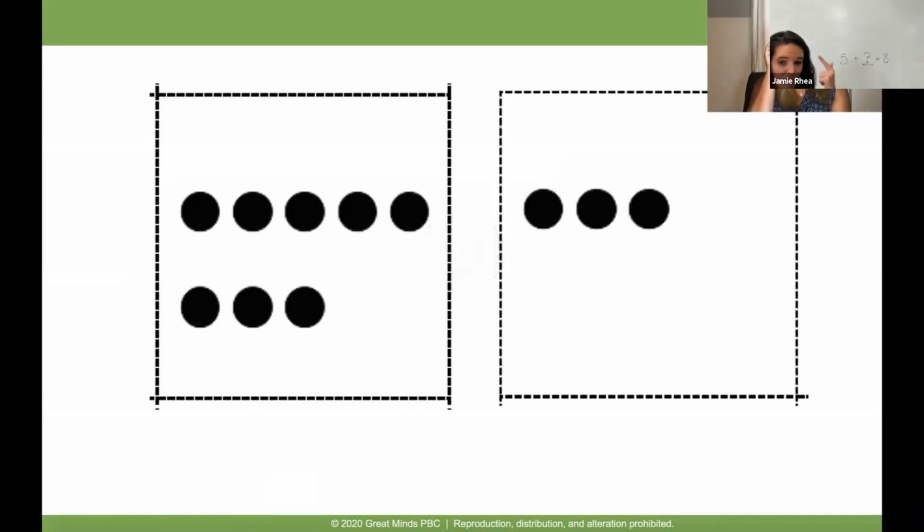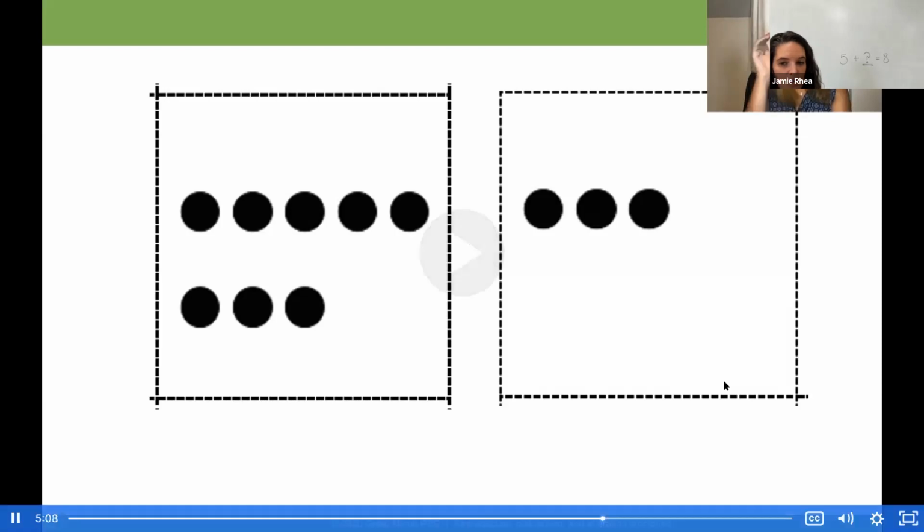So I put 5 in my head because I didn't have my dot card. So I put 5 in my head and I counted on until I got to 8. So I said 1, 2, 3. So 5 in my head, 5, 6, 7, 8. 1, 2, 3. I said I had 3. How many did you have?